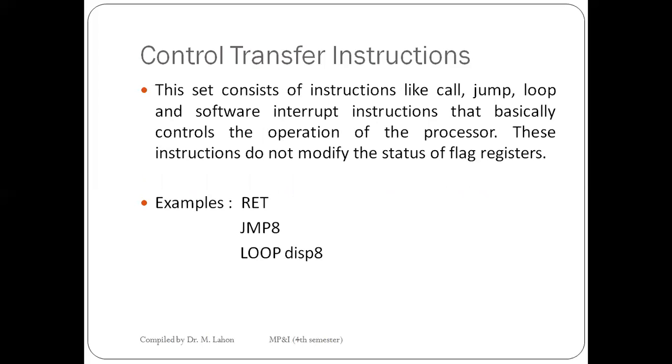The control transfer instructions are instructions which let you shift the control of operation. Normally, operations are done sequentially, but sometimes we need the control of our operations to be shifted or moved to some other instruction. These control transfer instructions are used, like call, jump, loop. These are some interrupt instructions. They control the operation of the processor.